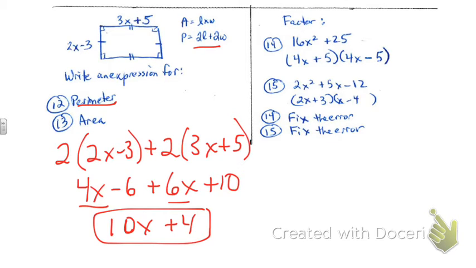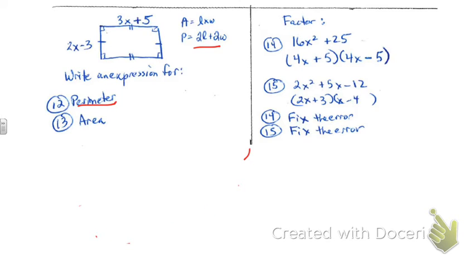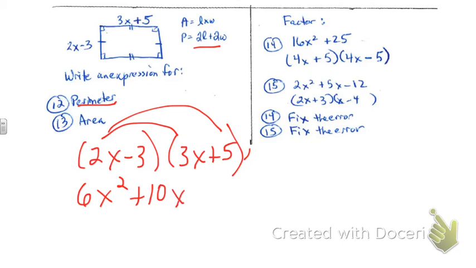Area of a rectangle would be length times width. And we don't know what the length and width are, but we have an expression for them. 2x minus 3, 3x plus 5. It's a good time to use your FOIL or distribute twice. First, outside, inside, and last. And then you can always combine your outside and inside.